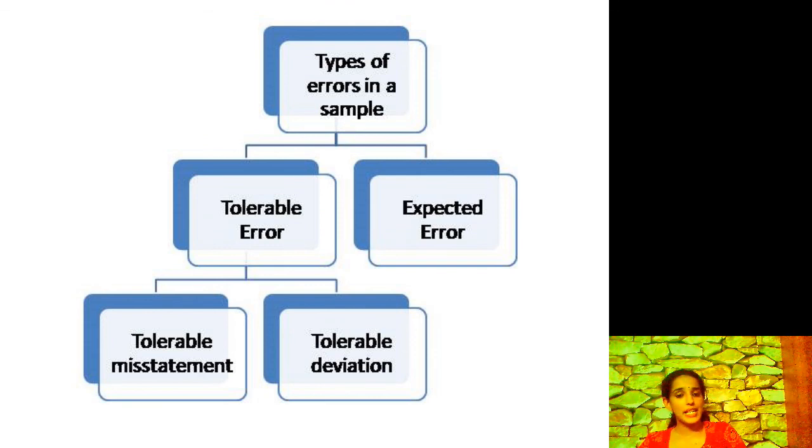So basically there are two types of errors: tolerable error and expected error. Tolerable error has two kinds: tolerable misstatement and tolerable deviation. Expected error: whatever precautions are taken by the auditor, it is prone to happen. Samples are prone to such errors. These are unavoidable in nature. Tolerable error is an error that is acceptable in a sample. Tolerable misstatement is the maximum monetary amount which can be misstated, say, in the example I told, 50,000.